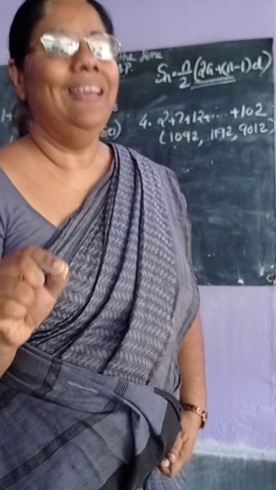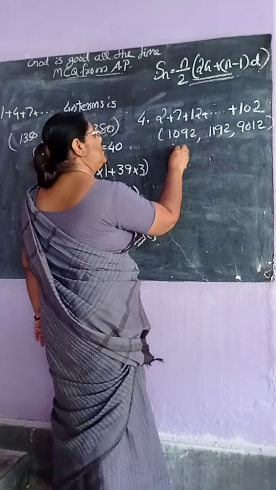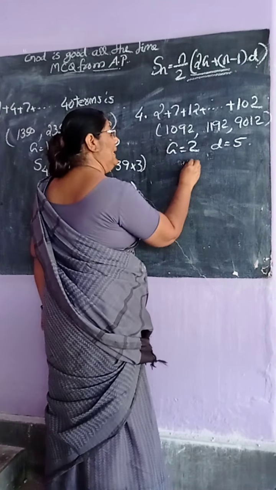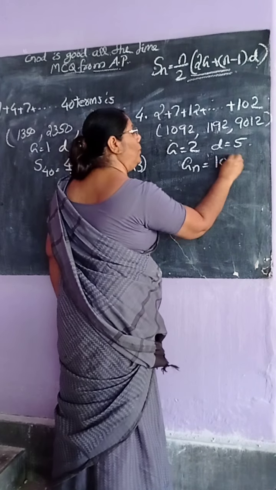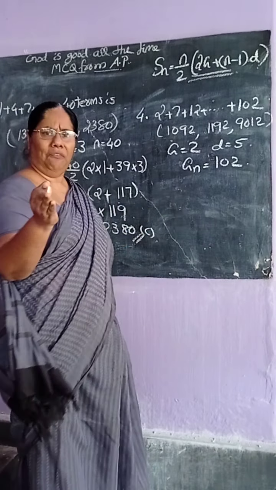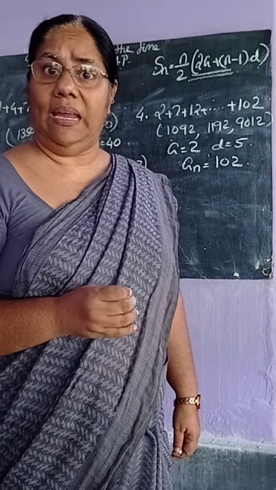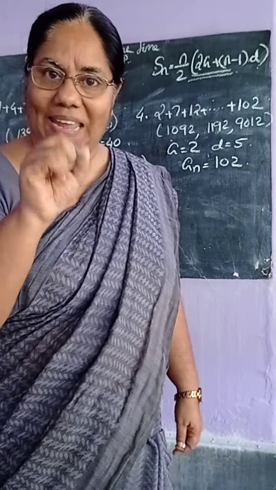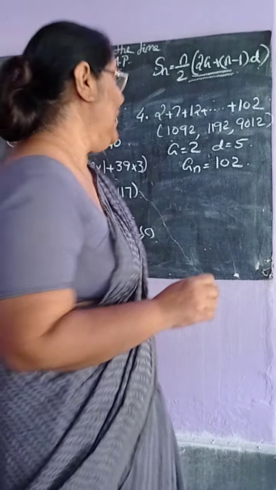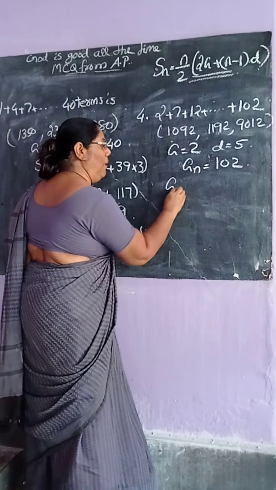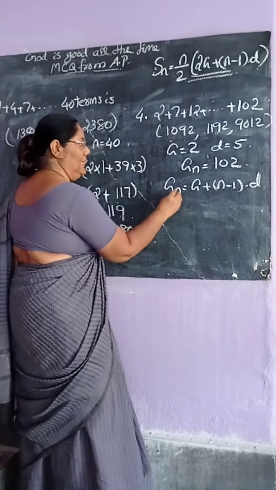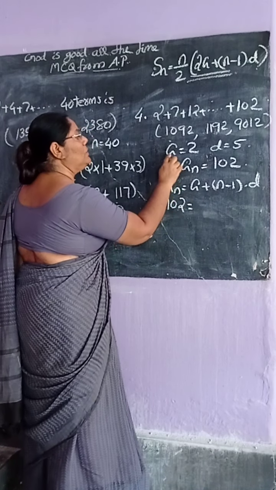Is it clear? Yes. Now listen. First you have to write A equal to 2 and D is equal to 5. And An is equal to 102. Then can you apply the formula? If An, A and D are given, you can easily find N, isn't it? I think you got that practice. Therefore, An formula: A plus N minus 1 into D. That is 102 equal to, what is your A?